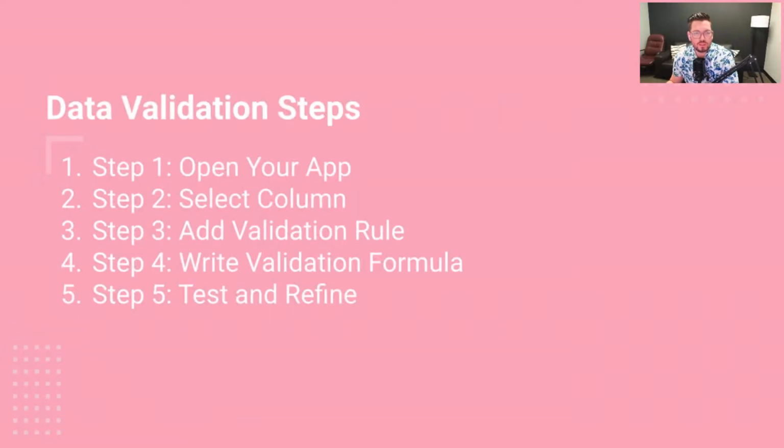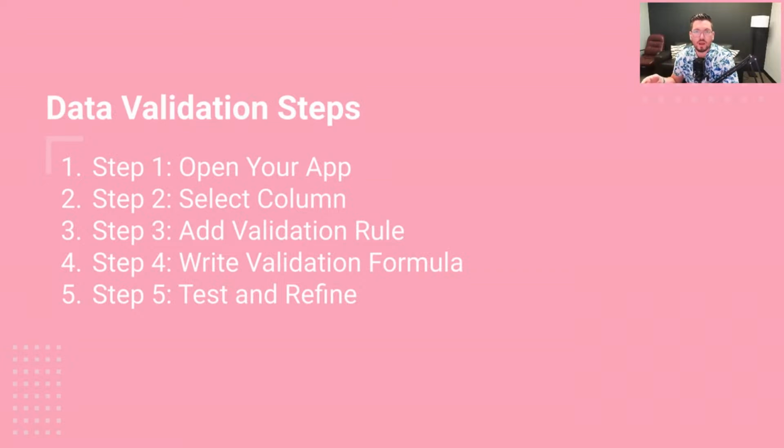All right, so what are those steps that we're going to talk about today? So today's purpose is to really understand how we can create data validation inside of our apps. So we're going to look at the expense tracker app again. So we'll open that app up. We'll select a column to validate, add the validation rule. We'll write the validation formula, and then we'll test and refine that.